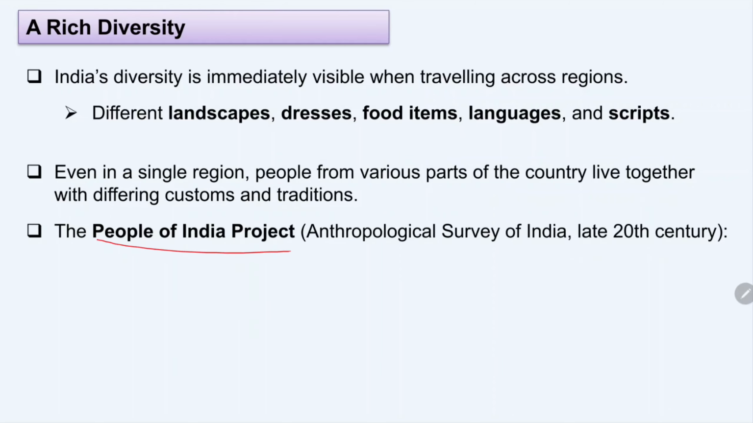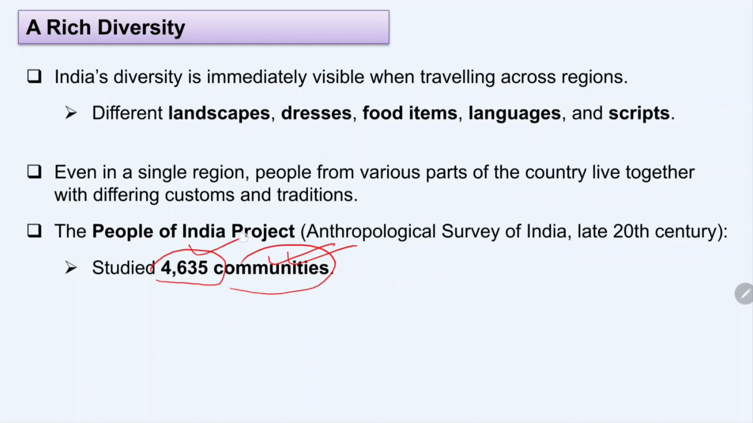And according to the People of India project, there was a survey conducted under the Anthropological Survey of India in the late 20th century. It studied that there are 4,635 communities in our country. See, the number is very large, isn't it? There are this many communities. We have different types of people, different communities, different languages, culture.